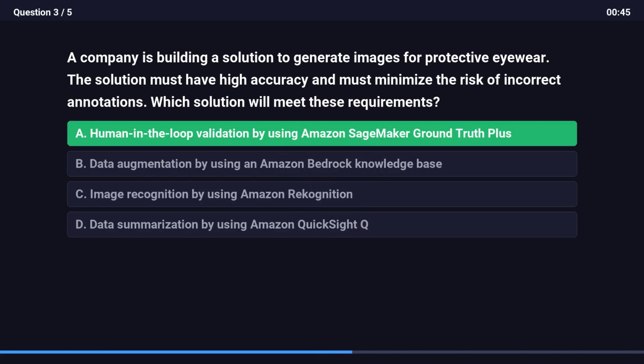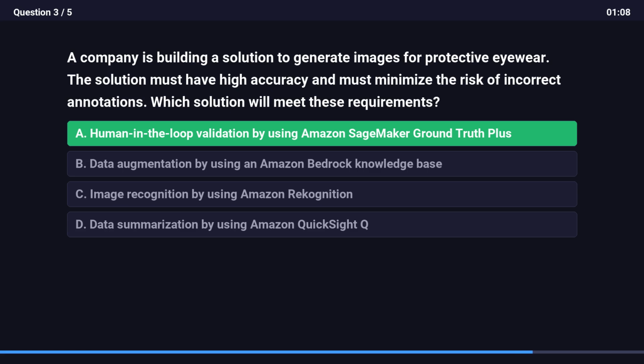The correct answer is A. Human-in-the-loop validation by using Amazon SageMaker Ground Truth Plus. Amazon SageMaker Ground Truth Plus provides human-in-the-loop validation, which ensures high accuracy by having human reviewers verify and correct annotations. This minimizes the risk of incorrect annotations through expert human oversight.